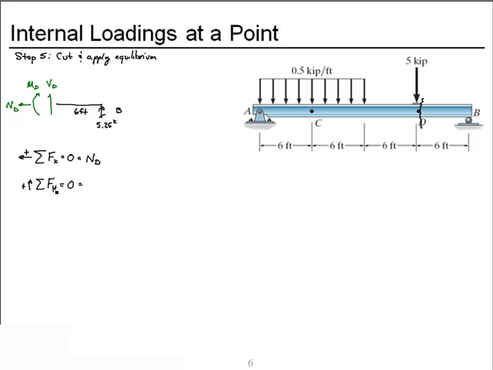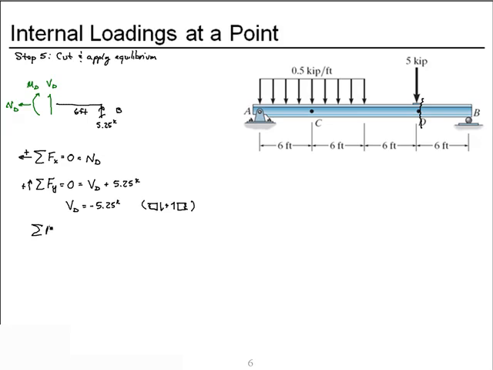Choose up as positive. We have the unknown shear at D and the vertical reaction at B. So the shear at D is a negative 5 1/4 kips. And again, remember, for the right free body diagram, up is a positive shear, but if we had chosen to use the left free body diagram, our shear would have been drawn down.